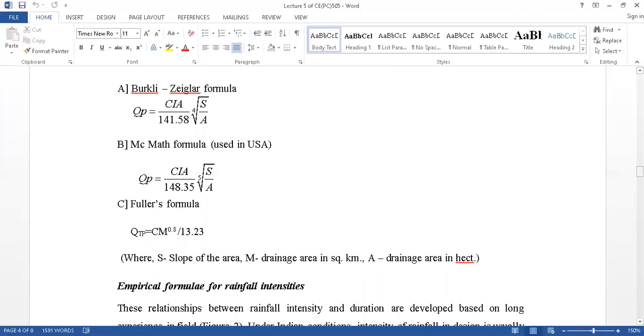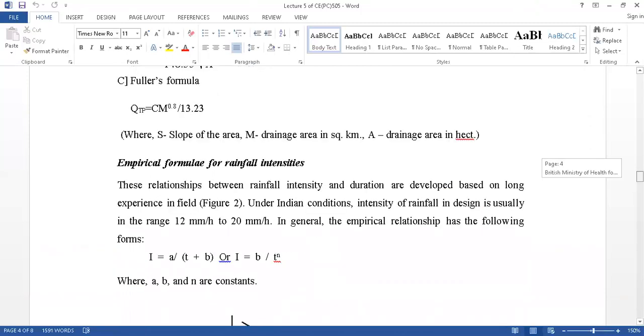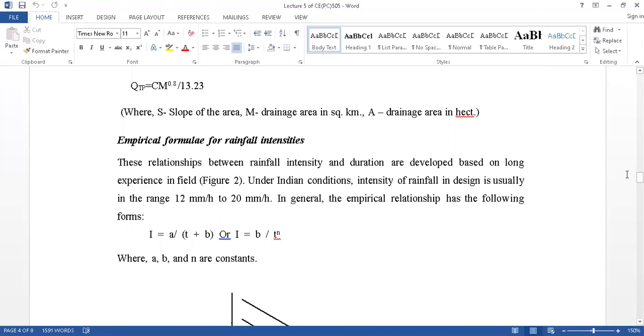Now I will discuss the empirical formulas for rainfall intensities. These relationships between rainfall intensity and duration are developed based on long experience in the field. Under Indian conditions, that is our experience from statistical records of rainfall, the rainfall intensity considered in design is usually in the range of 12 millimeter per hour to 20 millimeter per hour.